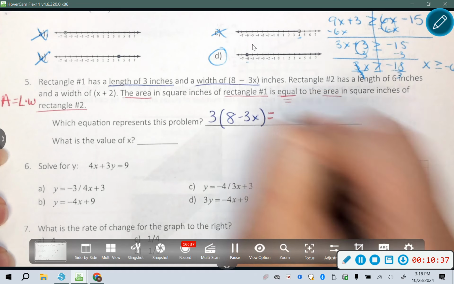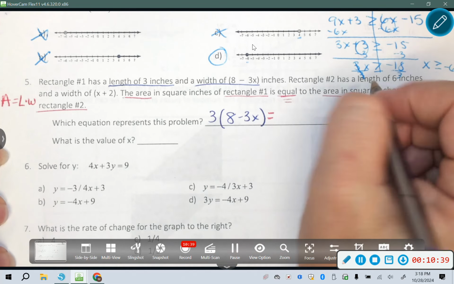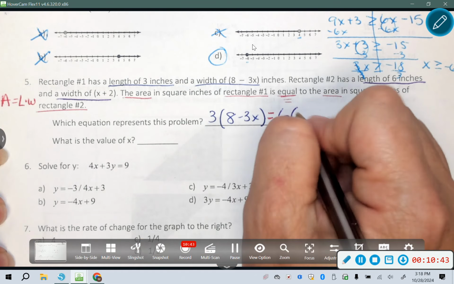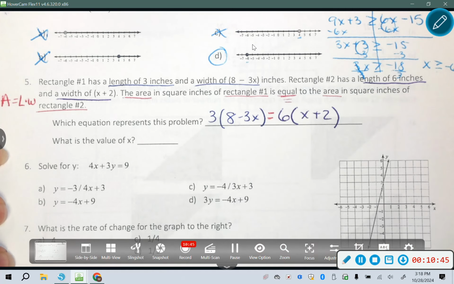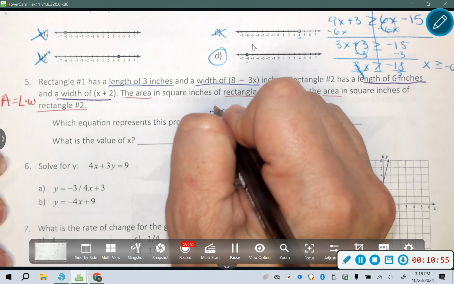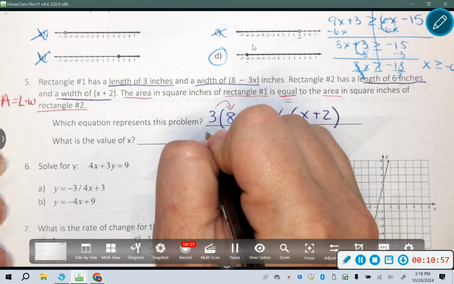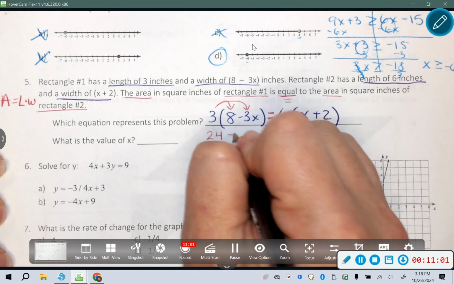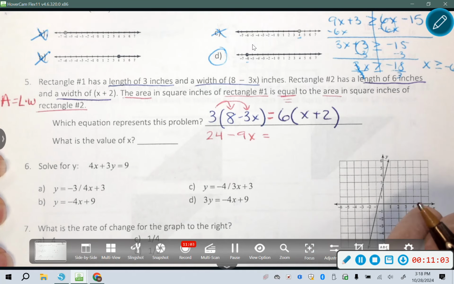Equals, and then it says the length of 6 times the width of x plus 2. So there's my rectangle 2. So there's my problem. That's what represents this. So knowing that, now I need to solve to find what the value of x is. So we have to distribute. 3 times 8 is 24. 3 times negative 3x is negative 9x.